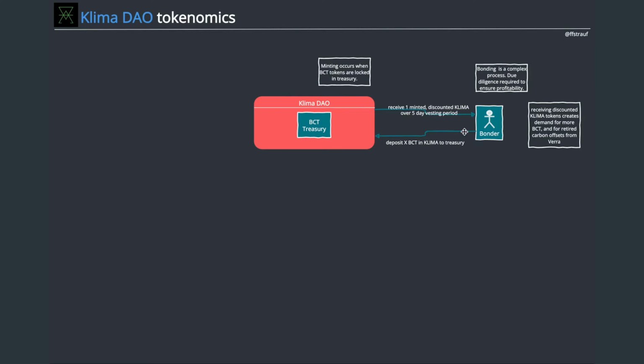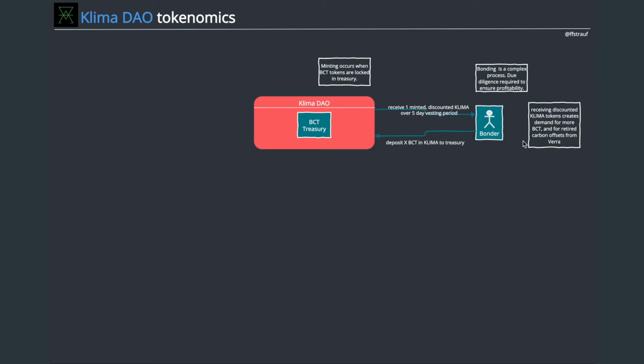to receive base carbon tons into their treasury. So there's this bonding mechanism where bonders or users can interact with Klima DAO directly. They would receive discounted Klima, so a bit cheaper, over a certain period of time if they deposit base carbon tons into the treasury. So it's this really basic mechanism, but they're saying, hey, you can get Klima cheaper than on the market if over a certain period of time you give us these base carbon tons, right? And that ideally creates demand for these base carbon tons.